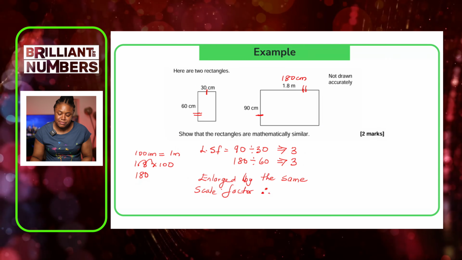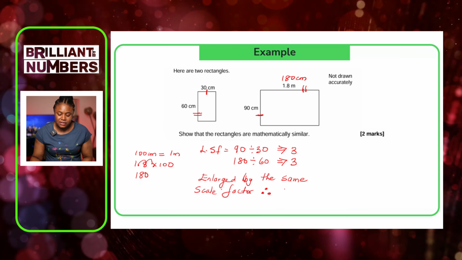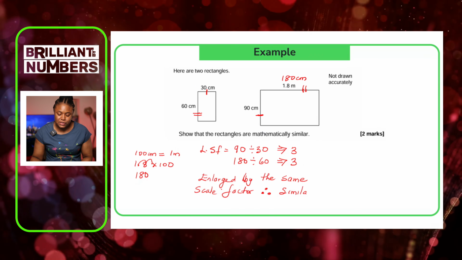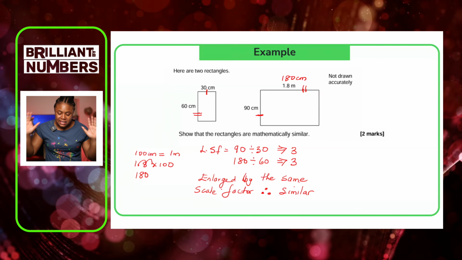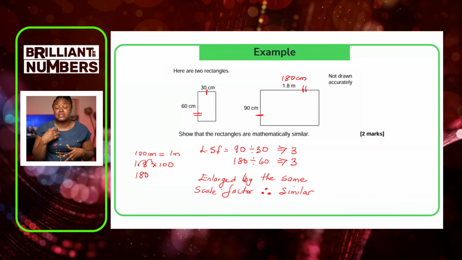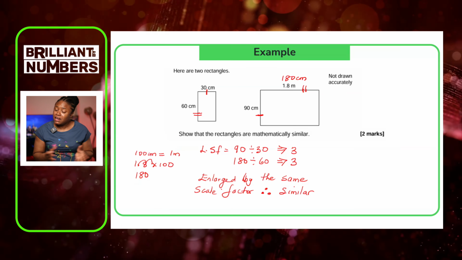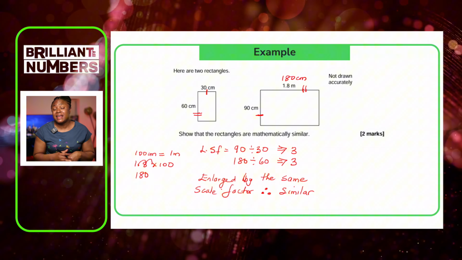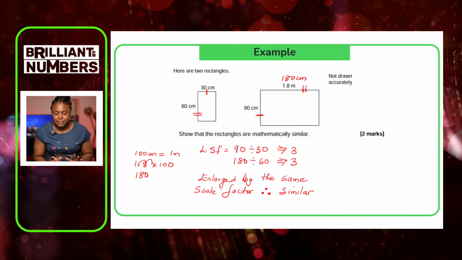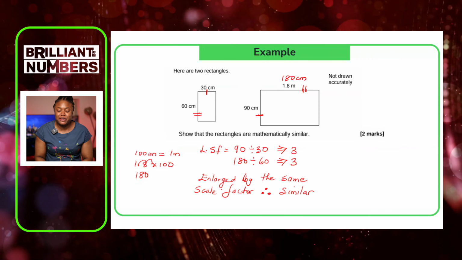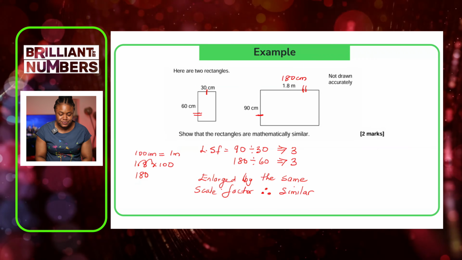Therefore, this is a symbol for therefore: similar. Beautiful. Do not just calculate and leave it. Answer intelligently. It's asking you to show. So you must conclude that both of them are enlarged by the same scale factor. Therefore, they are similar. Nice for you to experience that question.